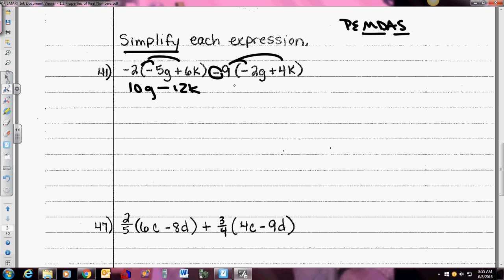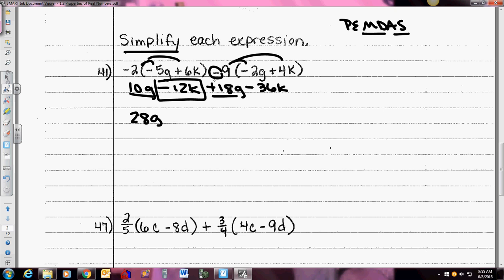Be careful to remember this negative sign. Negative 9 times negative 2g is positive 18g. Negative 9 times positive 4k is negative 36k. Now that we have that done, we can add and subtract common terms. So the g's would be able to be added together. 10g and 18g is 28g.